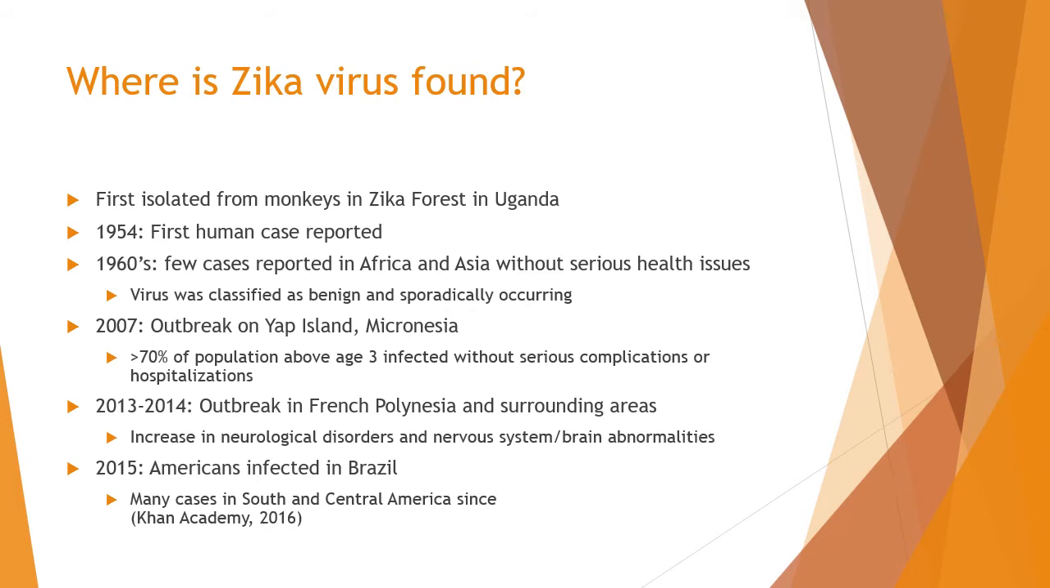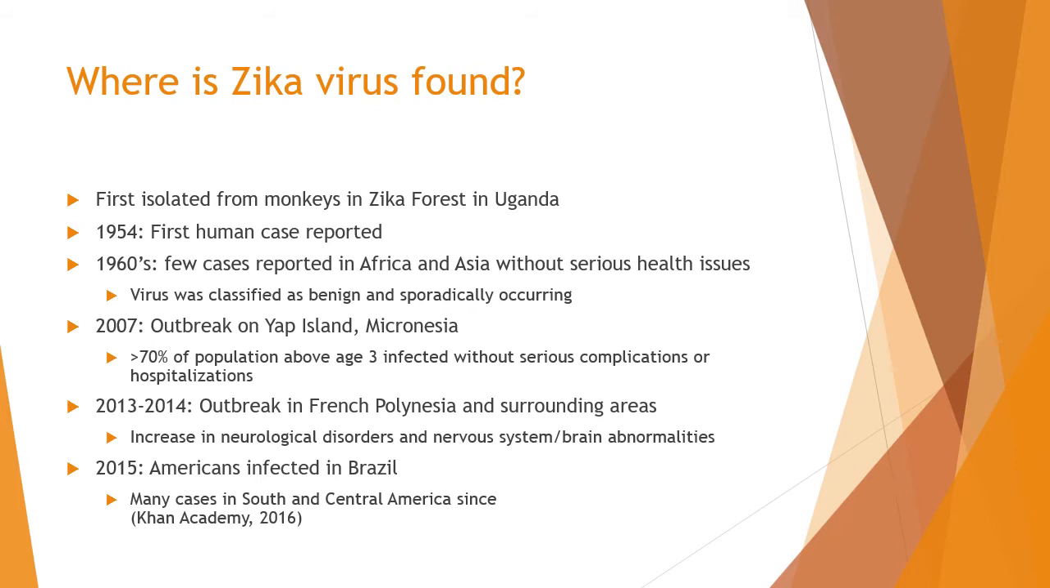The first documented outbreak occurred on Yap Island in Micronesia in 2007, and 70% of the population above age 3 were actually infected. Again, there weren't any serious health complications or hospitalizations documented, so it wasn't until the outbreak in French Polynesia that people noticed that it was a little more serious than that.